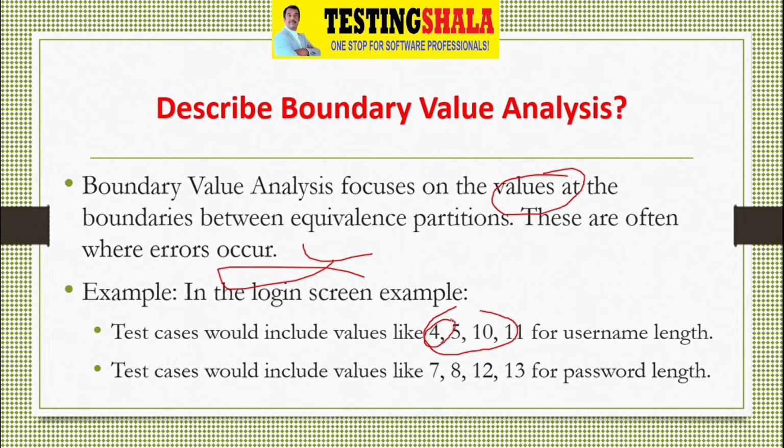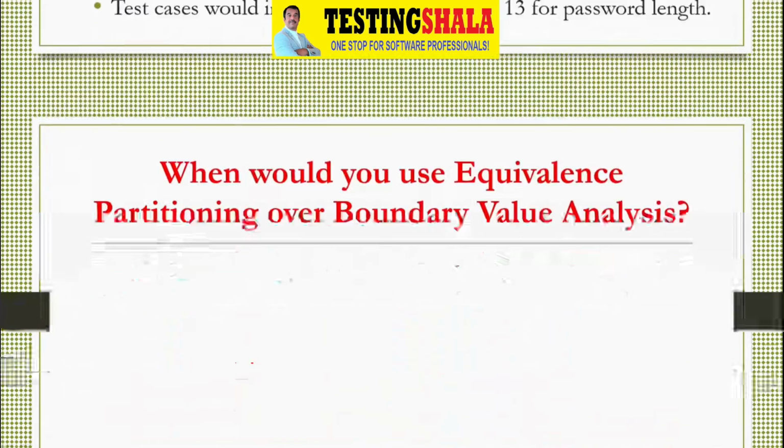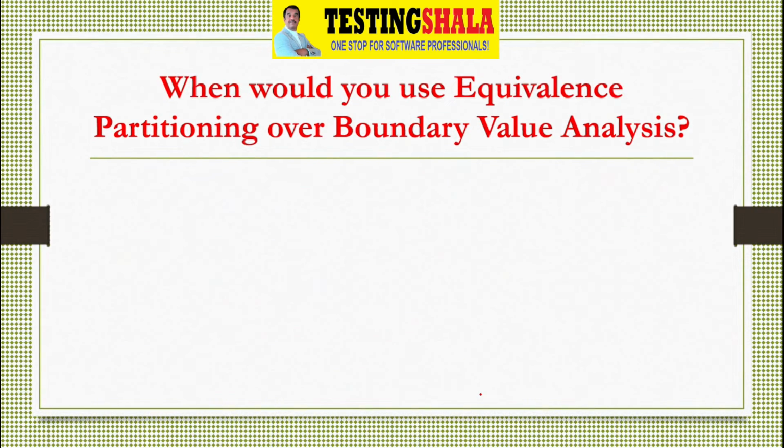Now, if you see the login screen which we discussed earlier, the boundaries would be 4, 5, 10 and 11. These are the values less than 5 characters, at 5 characters, and within the range of 5 to 10 characters for username. Similarly for the password length, less than 8 characters, at 8 characters, and within the range. If we adopt these boundary cases, we can definitely catch more issues. That is where the boundary value analysis technique would be used.